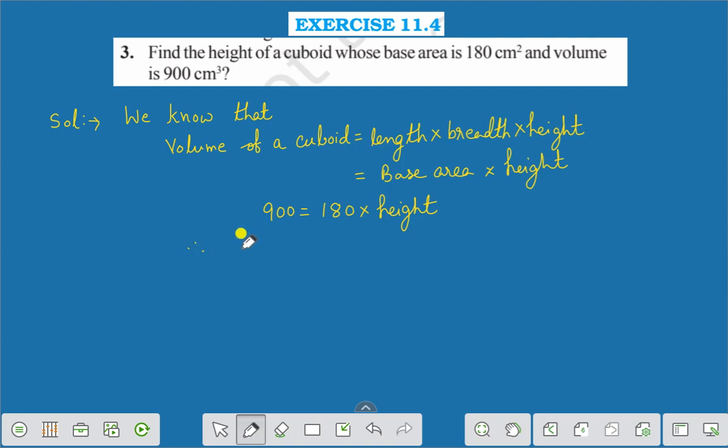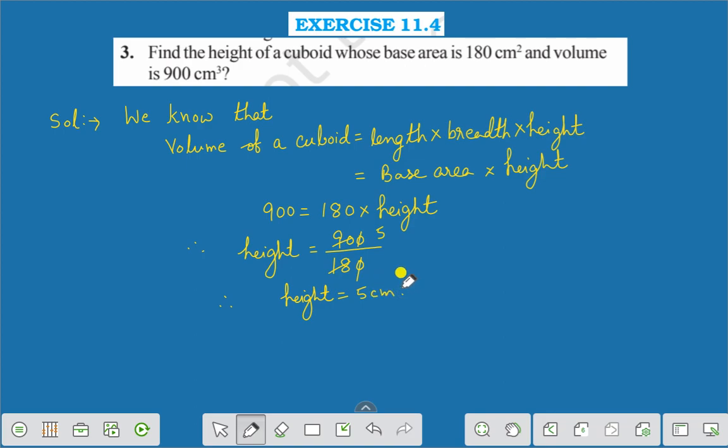Therefore height can be found out as height is equal to 900 by 180. This zero will cut, and 18 5 the 90. Therefore we are getting height is equal to 5 centimeter.